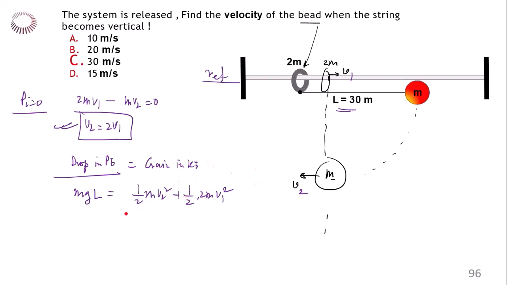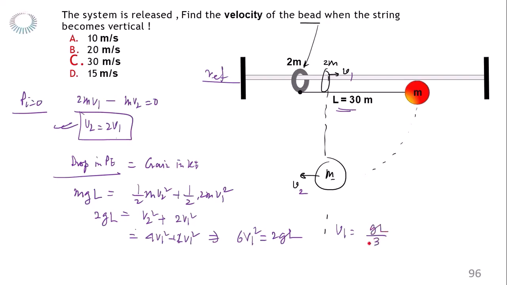Now what is v2? v2 is 2v1. If I simplify it, multiply both sides by 2, it becomes 2gl should be equal to v2 square plus 2v1 square. Now v2 square is 4v1 square. That means 4v1 square plus 2v1 square, that means 6v1 square is 2gl. So v1 becomes root of gl by 3. Okay. Now g is 10, l is 30, so root of gl by 3. So that means 10 meter per second.